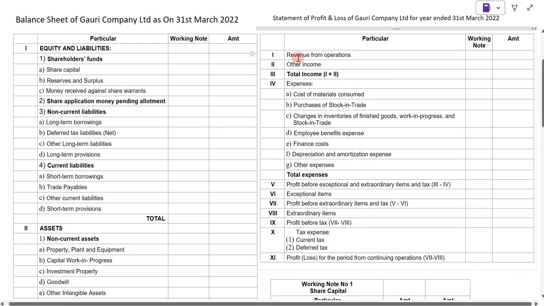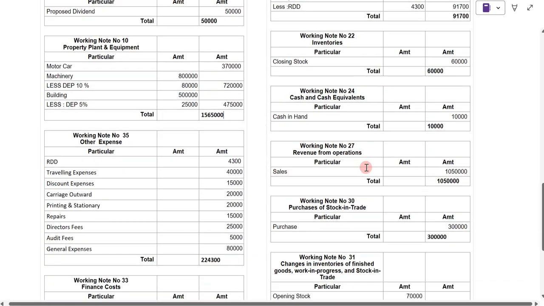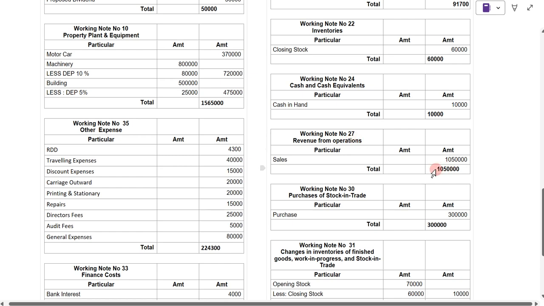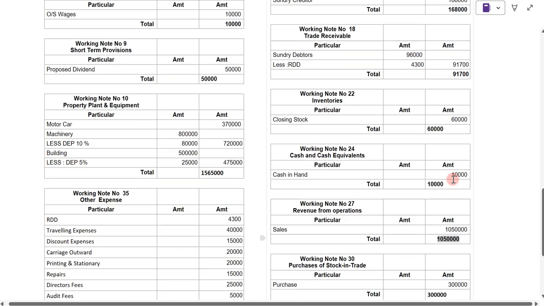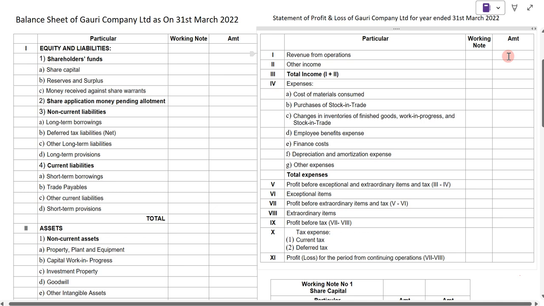Now revenue from operation. The note number we have given for revenue from operation is note number 27. Okay, what is the total of note number 27? 10 lakh 50,000. Now is there any other income? No, so dash. Now what is the total income? 10 lakh 50,000 is the total income. Now from this we have to deduct the expenses.